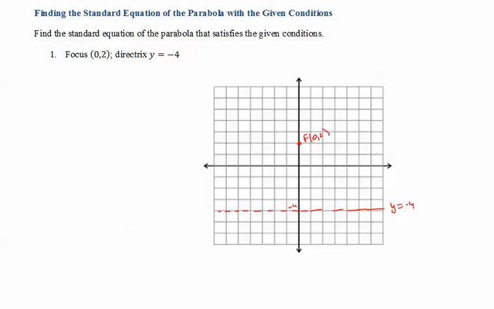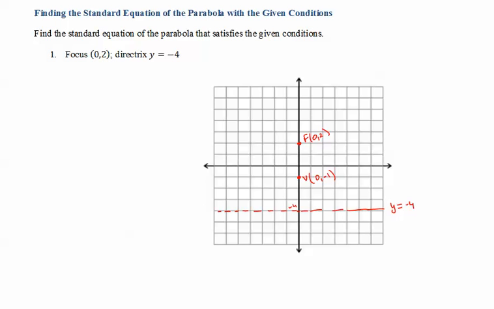And to find the equation of the parabola, we need to remember that the vertex lies between the focus and the directrix, halfway. Since there are 6 units here, halfway is 3 units. So I count 3 units from the focus or from the directrix, and that will be the vertex. So the vertex in our case here is x is 0 and y is negative 1.